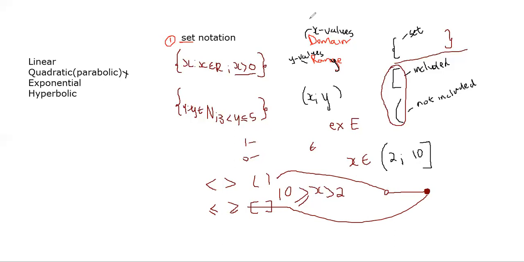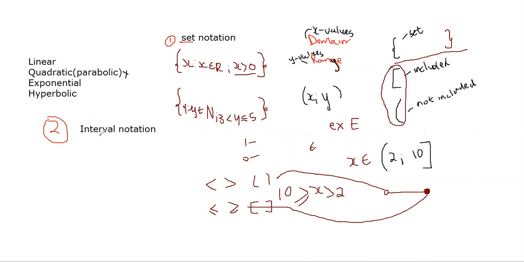So set notation is the first way in which we can express our functions. And then the second way in which we can express our functions is by using interval notation, right? Let me write it down for you. It's by using interval notation. So how do we use interval notation?